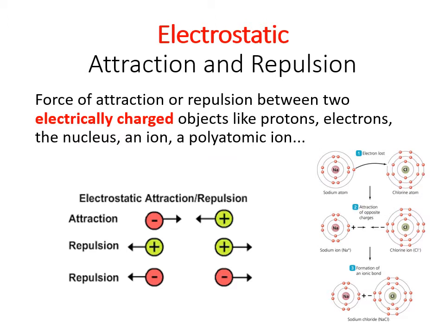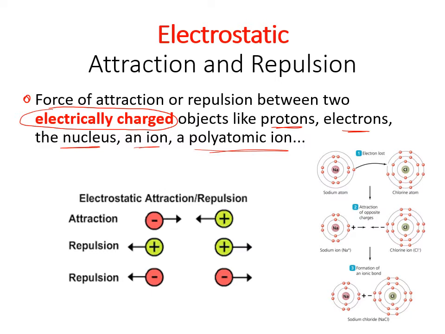Let's look a little bit more closely. Electrostatic attraction and repulsion is the force of attraction or repulsion between two electrically charged objects. You're electrically charged if you are a proton, an electron, the nucleus, remember the nucleus is positive, an ion, a polyatomic ion. Anything that's positive and negative, or two positives or two negatives, experiences this electrostatic attraction or repulsion. Please do not confuse this with magnetic attraction, which is different.